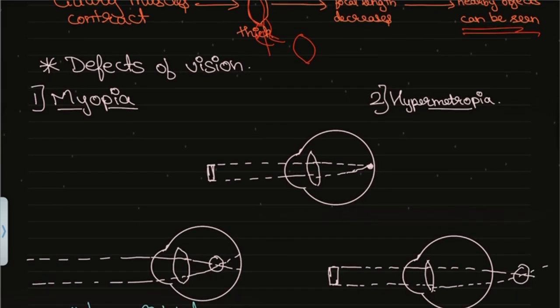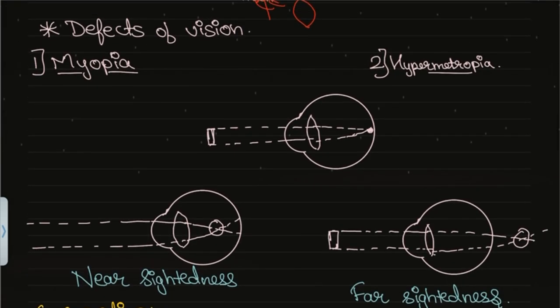Now let us see some of the defects of the vision. So mainly there are two defects. First is the myopia, second is the hypermetropia. So now first this is a normal vision.